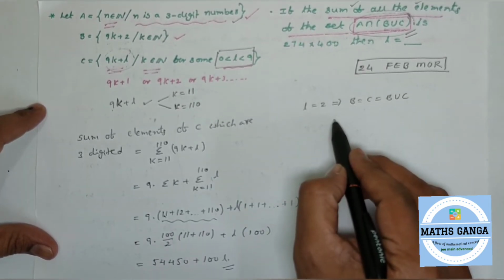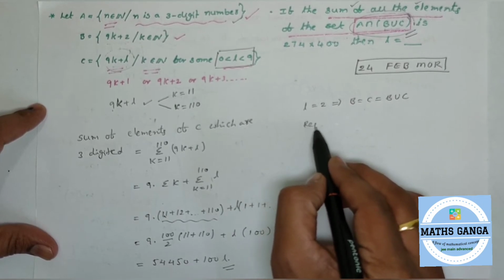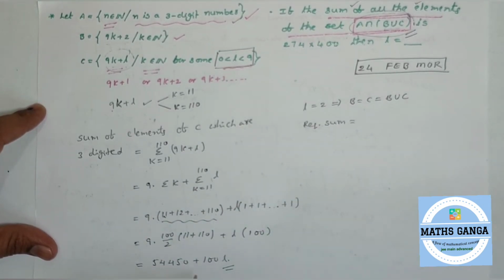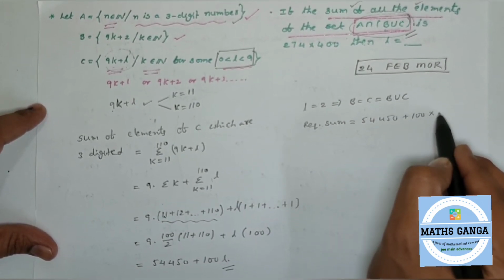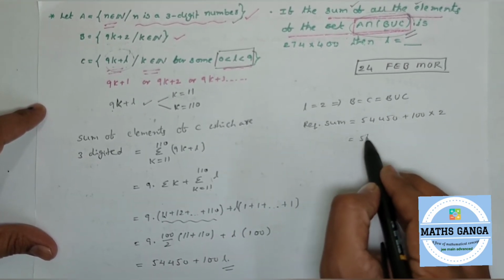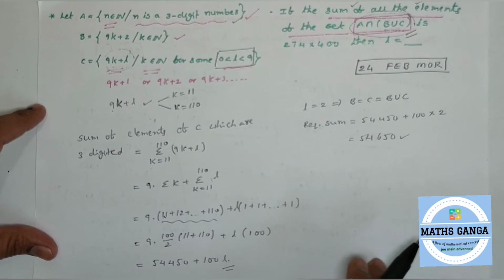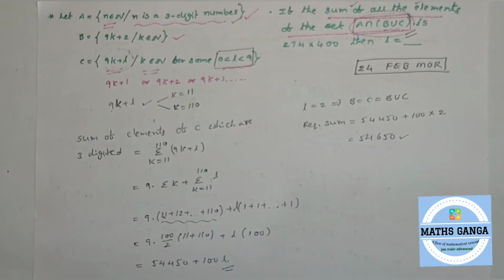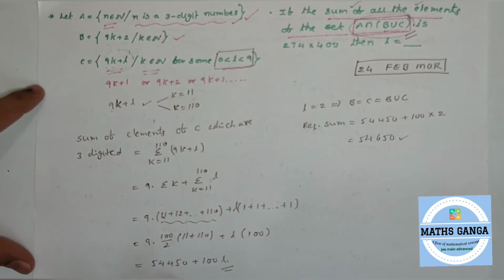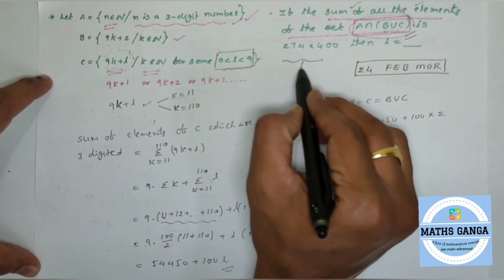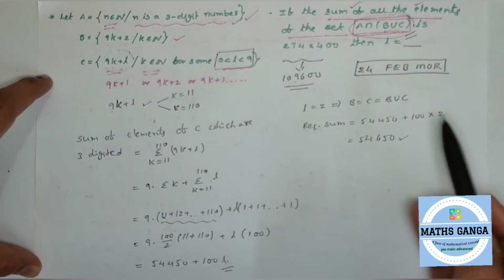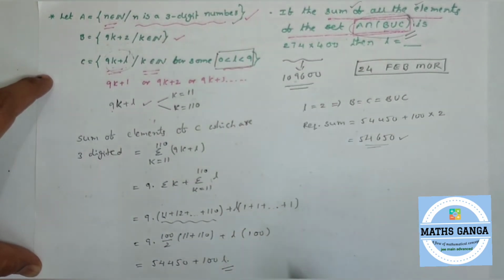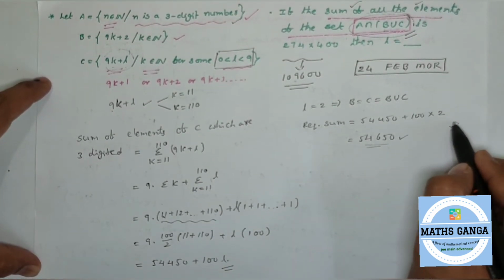And this time, the required summation is this particular value, right? 54450 plus 100 into L, since it is 2, 100 into 2, that equals 54650. But given that the summation is 274 into 400, if you multiply 274 into 400, that particular value is 109600. Okay, if L equals 2, the summation is not equal to the given sum, so L equals 2 is not acceptable here.